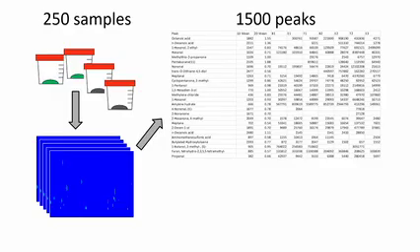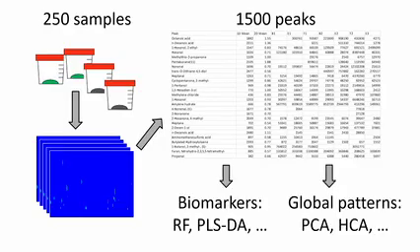And we're often taking two different approaches. Sometimes we're interested in biomarkers. We want to know what is predictive and different between Class A and Class B of our samples. And we'll use machine learning techniques or multivariate approaches like random forest, PLSDA, and so on.